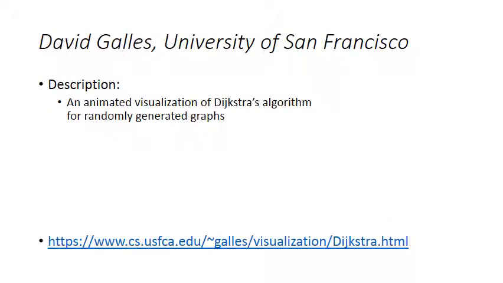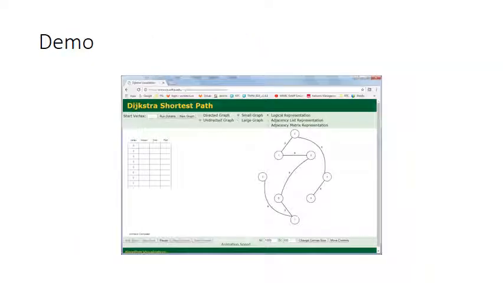David Gallies of the University of San Francisco produced a web application which visualizes the execution on randomly generated graphs. To get this application working, you need to identify the starting node and then click Run. You don't specify a destination node, so this implementation will go and find the shortest path from the starting point to every other reachable node.